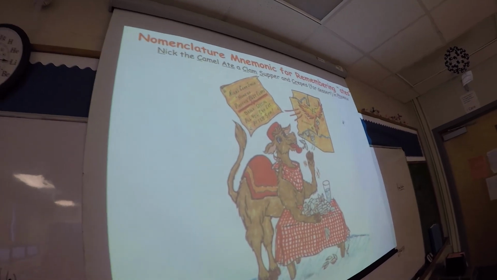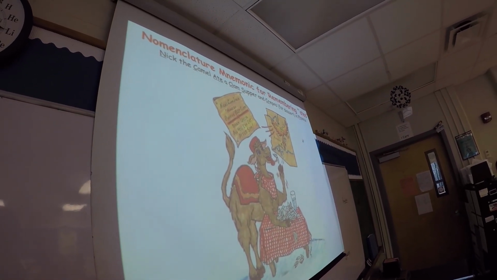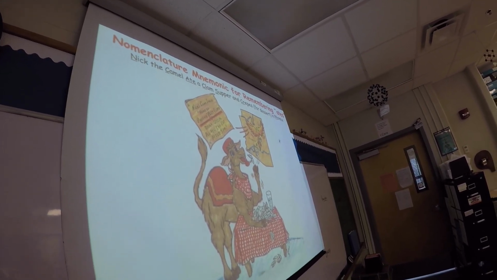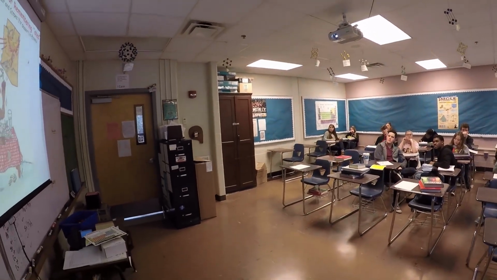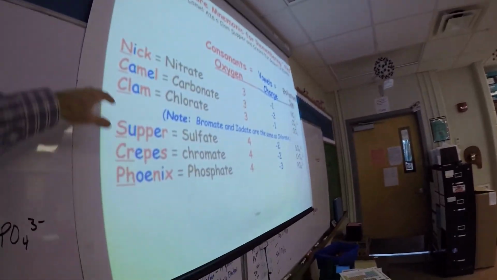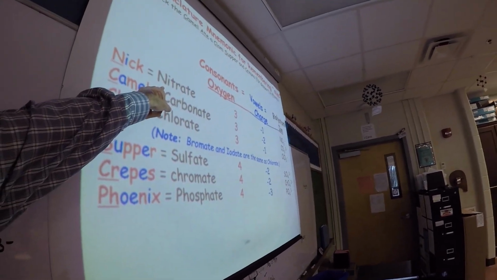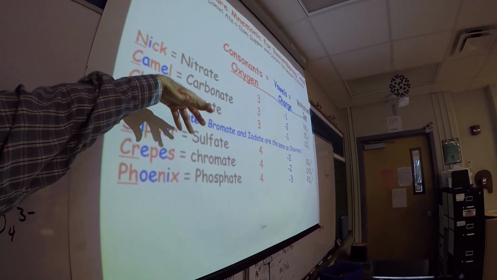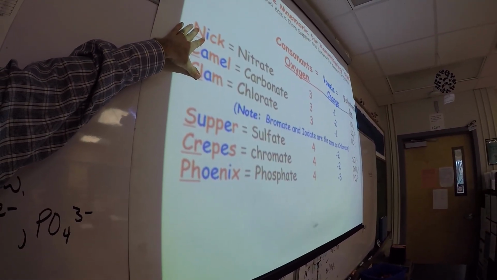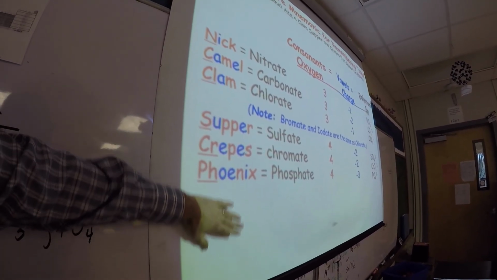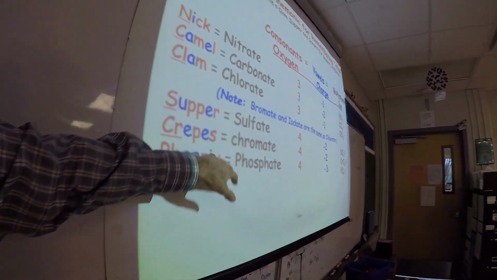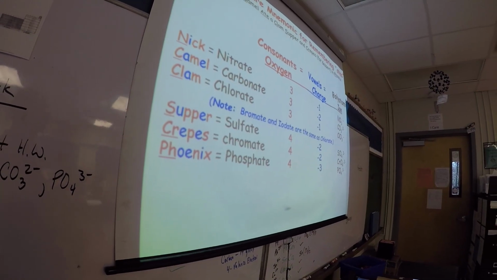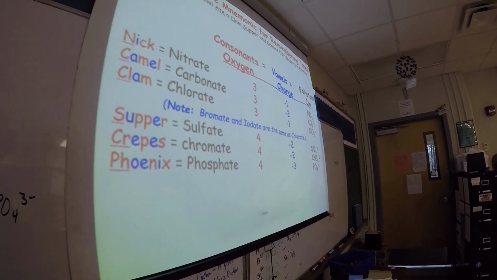Brain Games acronym, where you have Nick the Camel ate a clam supper and crepes in Phoenix. Okay, so there's an analysis for this. Nick is associated with the nitrate. This is what I did in college. I did a lot of this, especially in Spanish. Camel's the carbonate, clam. Now 3 weeks from now, I didn't remember any of it, but if you're trying to get through a test and they're making you memorize, these things work really well. And then supper's the sulfate, crepes is the chromate, Phoenix is the phosphate. So this is the method they're using to help you remember.